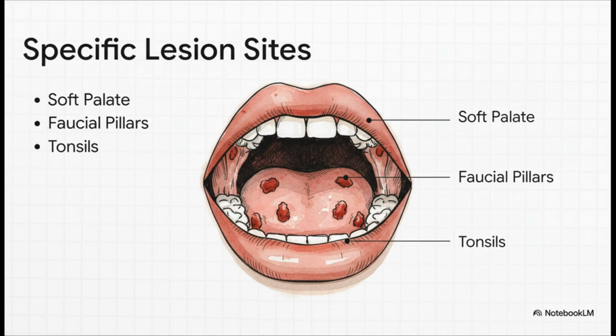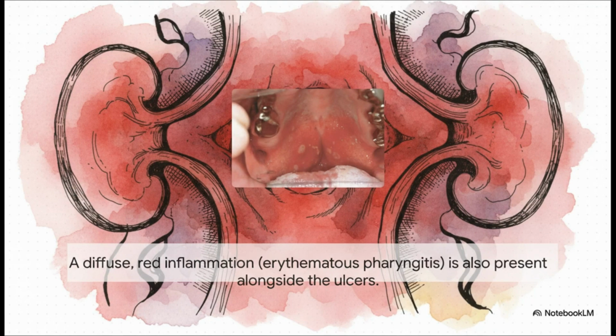You're going to find these ulcers almost exclusively on the soft palate, those little arches in the back called the fascial pillars, and on the tonsils themselves. On top of those specific little ulcers, when you look in there, the whole area is just going to look angry and red. That's what we call a diffuse erythematous pharyngitis. And yeah, that's a huge reason why it hurts so much for them to swallow. The whole throat is inflamed.